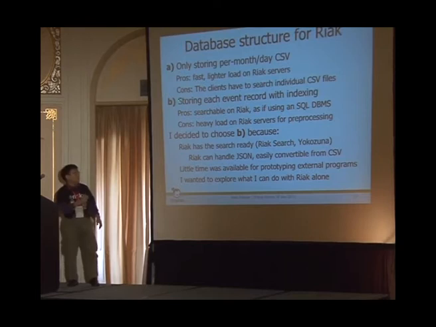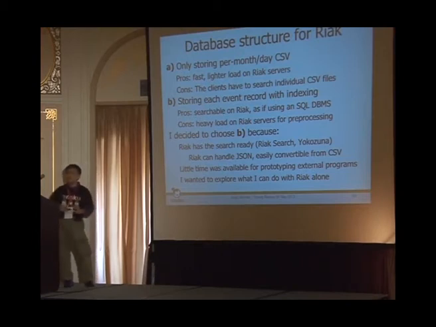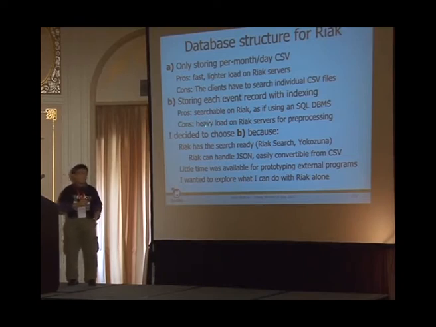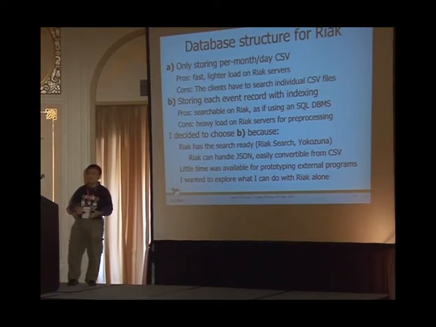So I decided to choose this one, storing each event record with indexing. By adding an index to every piece of data, every line of CSV, in Riak, the advantage is that it's searchable, and pretty easily searchable, as if using an SQL DBMS with simple search commands. But it also consumes a lot of CPU power on the Riak side, and it will cause a heavy load on those servers for the pre-processing. In the technical terms of Riak, these are called pre-commits and post-commits.